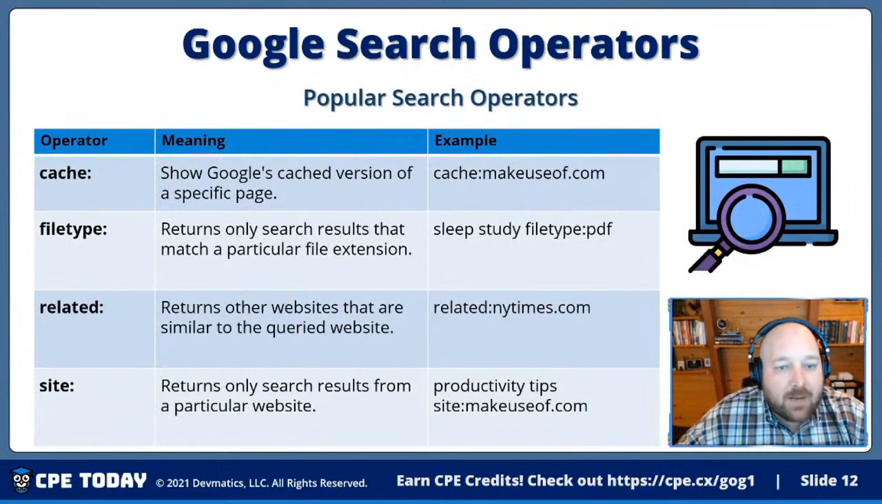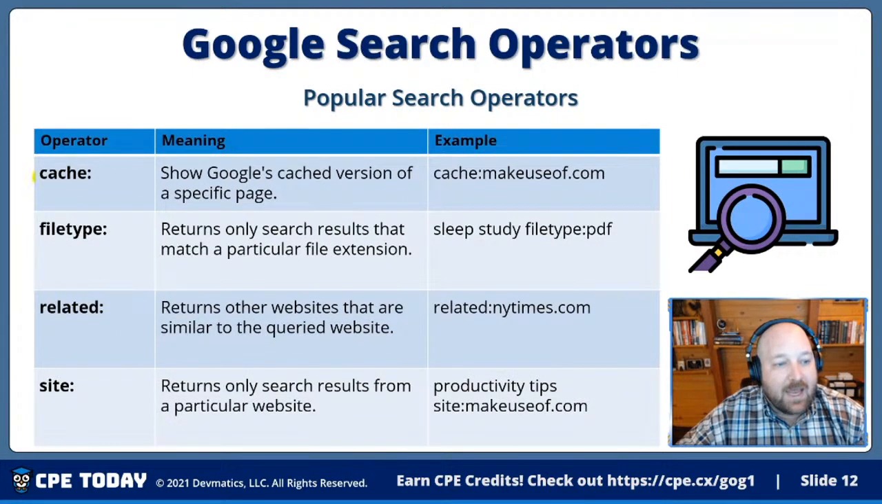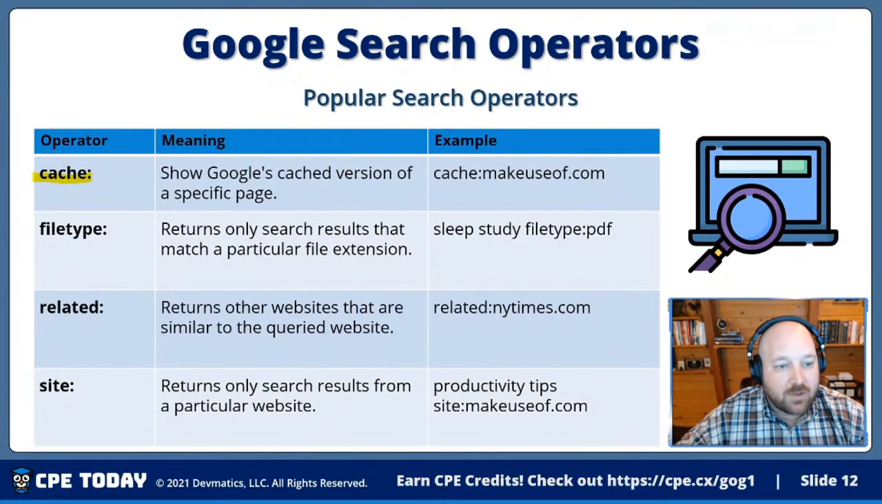Let's go ahead and take a look at a couple other popular search operators. There are other operators that we can use for other purposes to find specific versions of a material or a specific type of material that we're looking for. We have the cache operator. The cache operator will not take you to a specific website, but instead show you a version of that website that is stored on Google's servers.